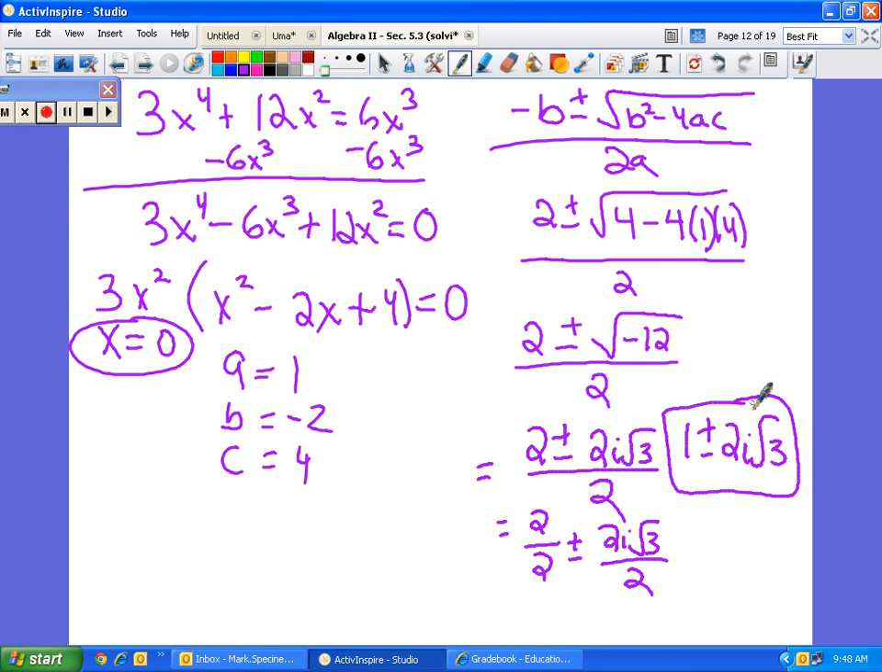But that's not right. Notice what we can do if we break it into two fractions. Now, what's 2 divided by 2? Well, 2 divided by 2 is 1, so I do get 1 plus or minus. But look what I can also do here. I have another 2 over 2 that I can cancel out, leaving me with just i times the square root of 3.